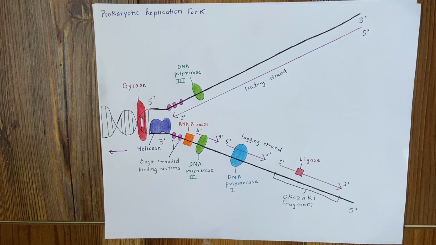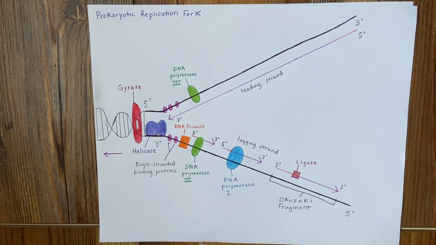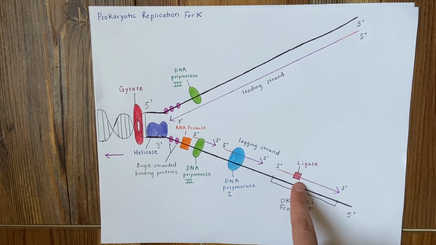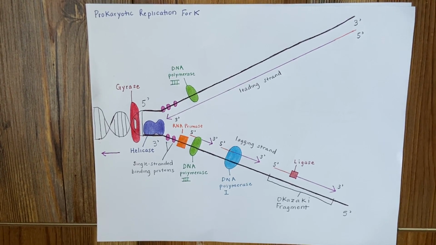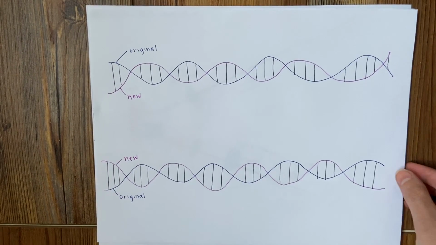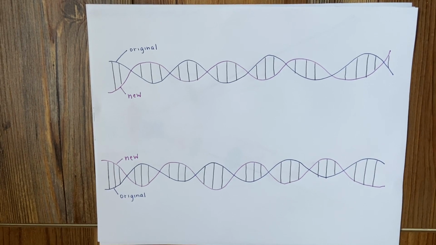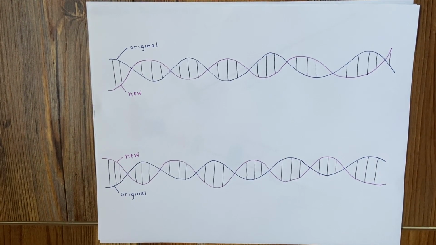Next, DNA polymerase I enters and replaces RNA primers with DNA nucleotides. Along with that, ligase enters and glues the DNA fragments using a phosphodiester bond. Our end product is two DNA double helices, both having one original DNA strand and one new DNA strand, also known as semi-conservative replication.